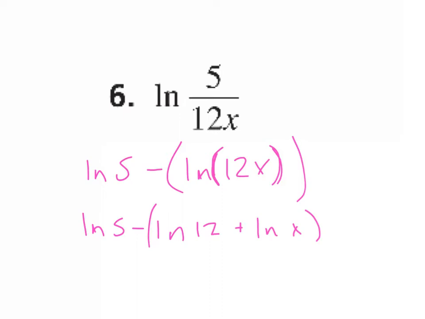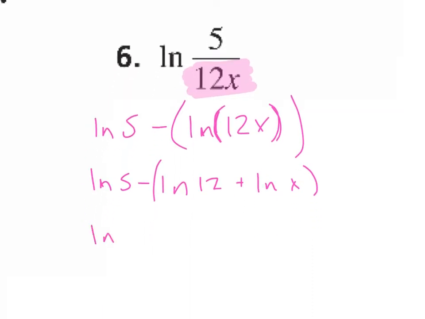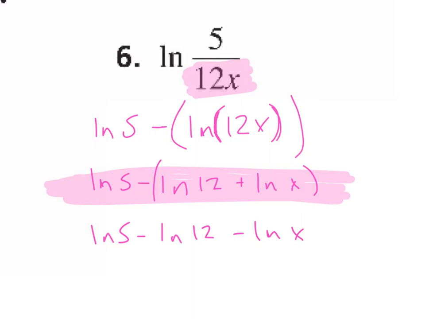So you can leave your answer like this, but since the 12 and the x are on the bottom, they're actually both being subtracted. So you could leave your answer like this one, or you can write your answer as ln of 5 minus ln of 12 minus ln of x. So if you leave your answer as the highlighted one, you have to make sure you put that parentheses because the 12 and the x are on the bottom of the fraction. So either answer would work.